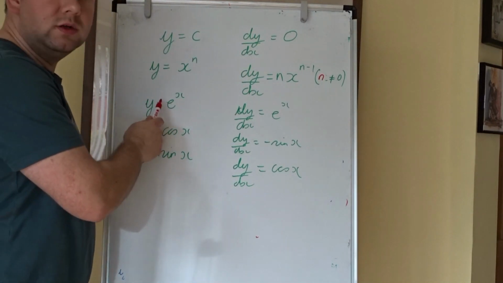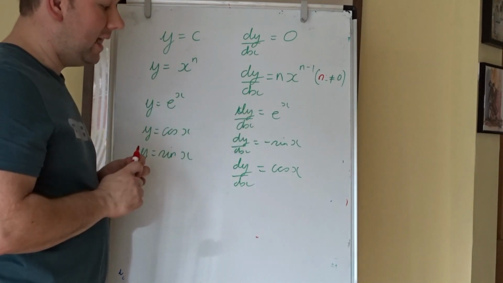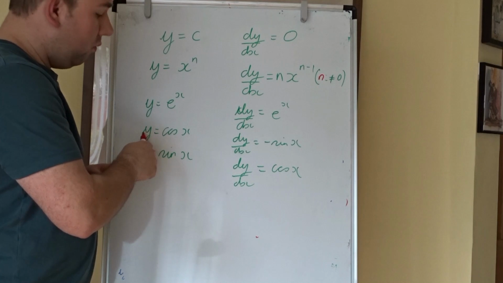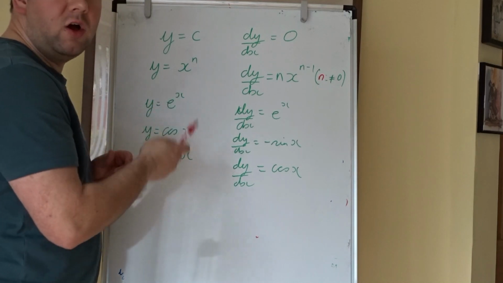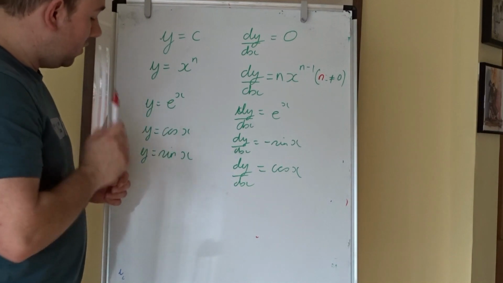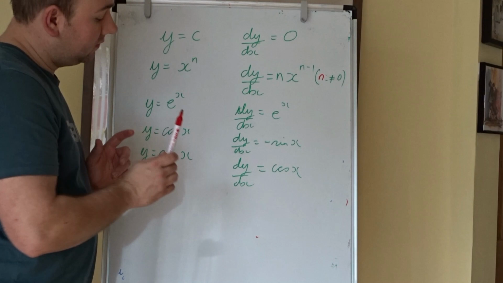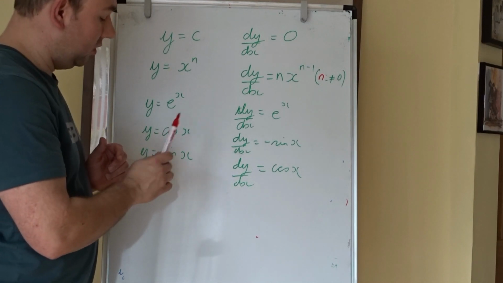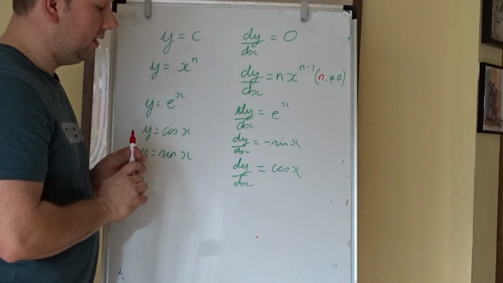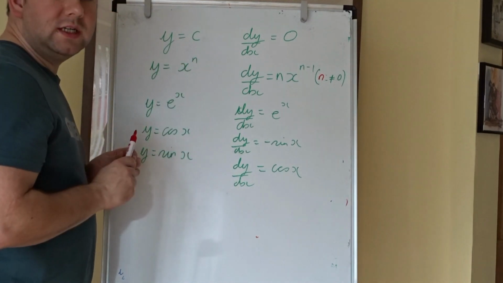If y is equal to e to the x, dy by dx is e to the x. If y is cosine x, the differential of cosine x is minus sine x, and if y is sine x, then dy by dx, or d sine x by dx, is cosine x. So these are all the ones that you have to know.